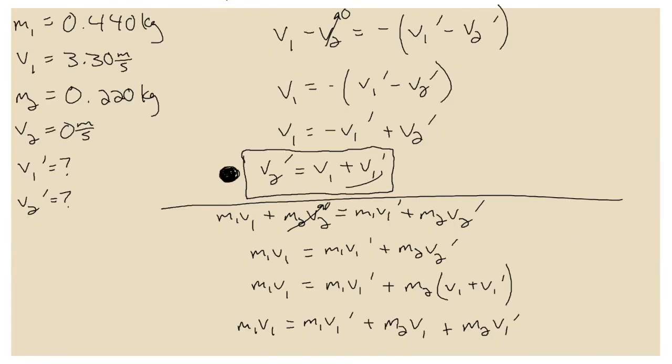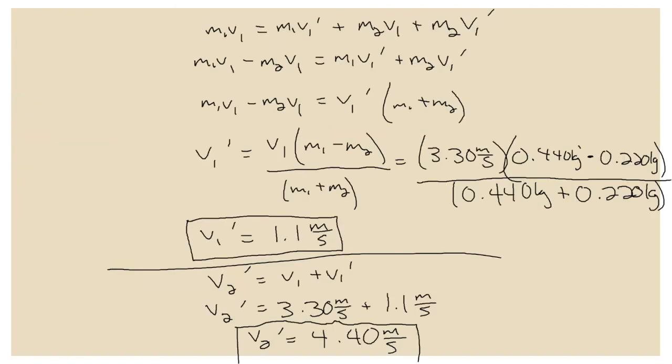So looking at the knowns here, we can see in the beginning, V1 is 3.3 and V2 is 0. So that means 1 is going 3.3 meters per second faster than 2. And if we look at the end, 2 is going 4.4 meters per second, and object 1 is going 1.1 meters per second. And notice now object 2 is going 3.3 meters per second faster than object 1.